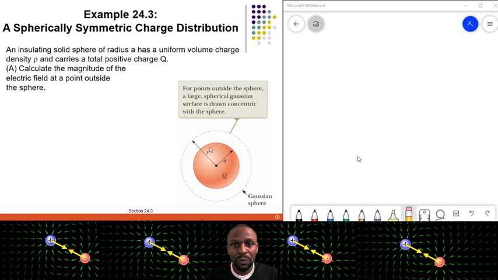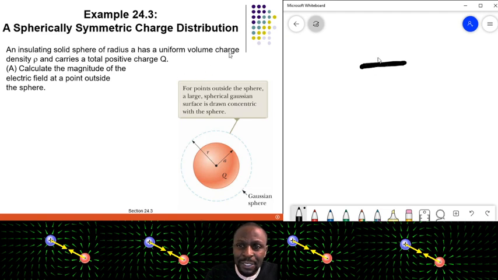Right. Let us also do example 24.3, a spherically symmetric charge distribution. An insulating solid sphere of radius a, shown here, has a uniform volume charge density rho, and carries a total positive charge Q. Calculate the magnitude of the electric field at a point outside the sphere. Now, before you can do that, I just want to introduce you to the line charge. Suppose that you have a rod, and throughout the whole rod, there is a charge.